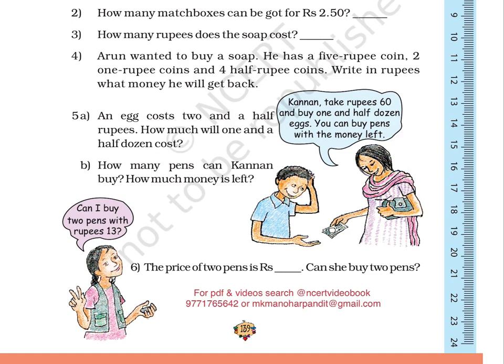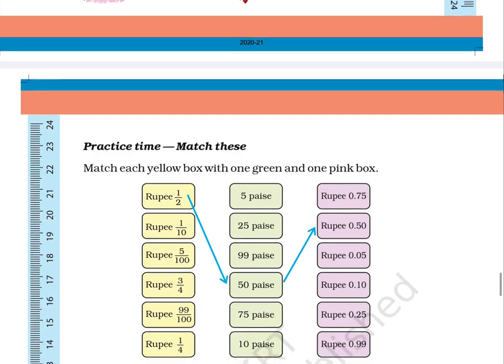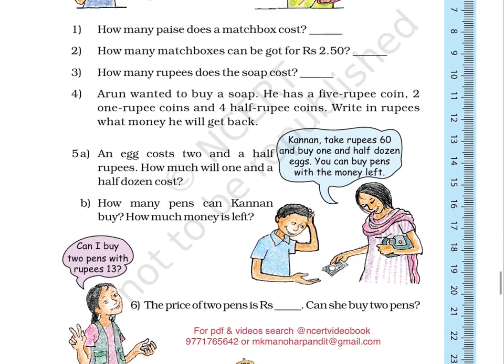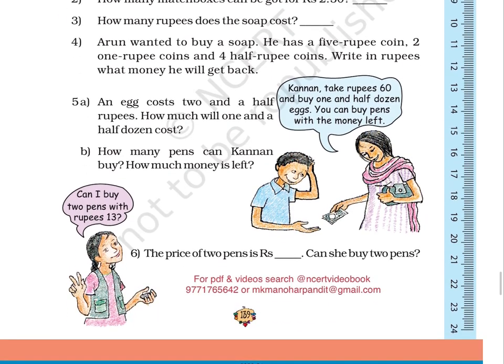5. We have a conversation between a mother and her son Kannan. The mother is giving some money to him and telling him, "Kannan, take rupees 60 and buy 1.5 dozen eggs. You can buy pens with the money left." Kannan looks a little puzzled. Part A. An egg costs 2.5 rupees. How much will 1.5 dozen cost? Part B. How many pens can Kannan buy? How much money is left?